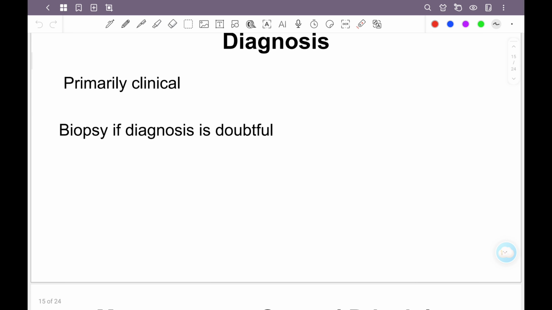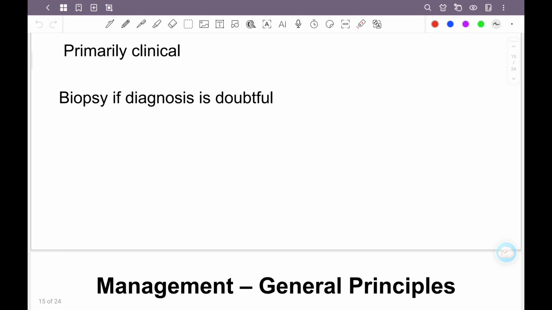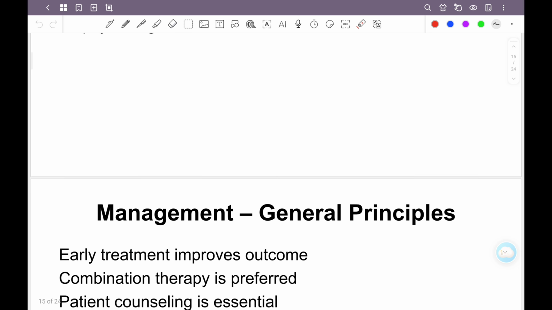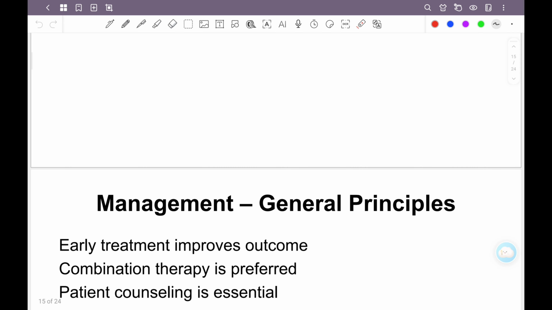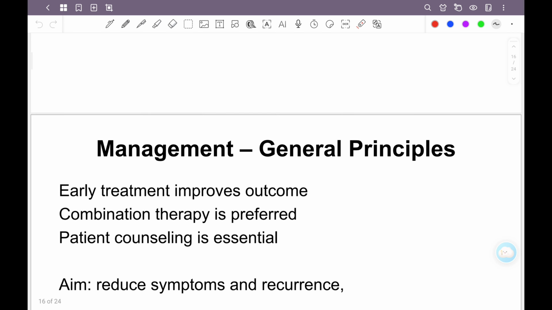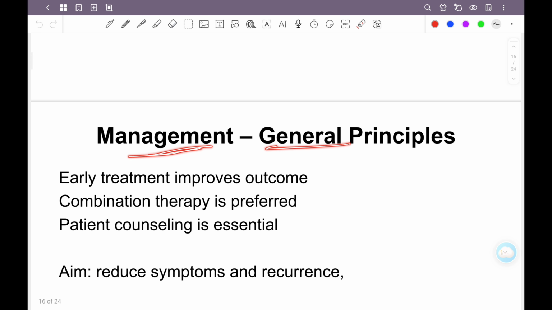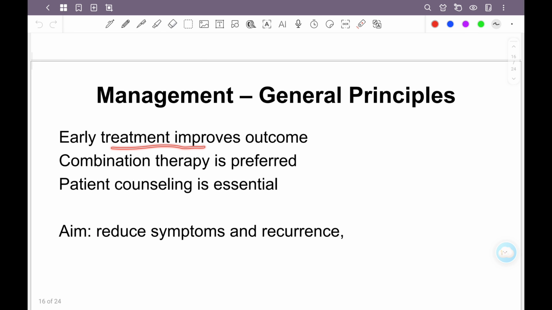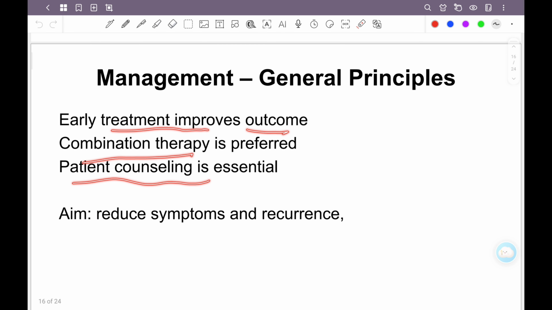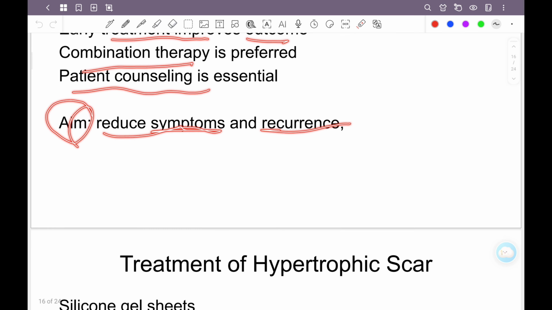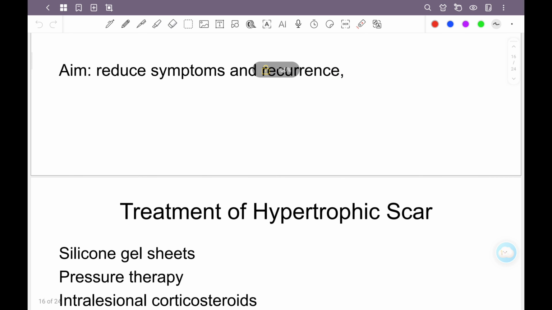The main aim of treatment is to control the symptoms and reduce recurrence, so not a complete cure. Combination therapy is required. The general principles are that early treatment improves the outcome, combination therapy is preferred, and patient counseling is essential. So what are the treatments for keloid and hypertrophic scar?